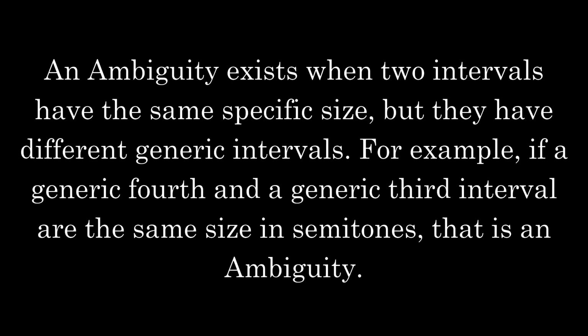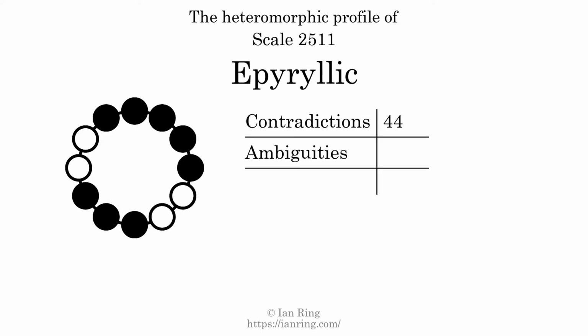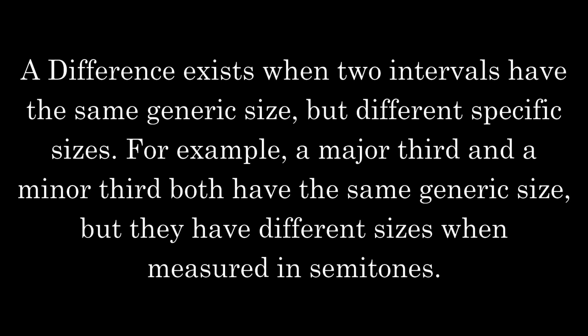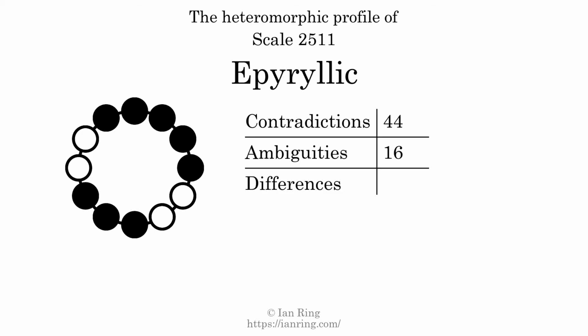An ambiguity exists when 2 intervals have the same specific size, but they have different generic intervals. For example, if a generic fourth and a generic third interval are the same size in semitones, that is an ambiguity. The number of ambiguities in this scale is 16. A difference exists when 2 intervals have the same generic size, but different specific sizes. For example, a major third and a minor third both have the same generic size, but they have different sizes when measured in semitones. The number of differences in this scale is 93.